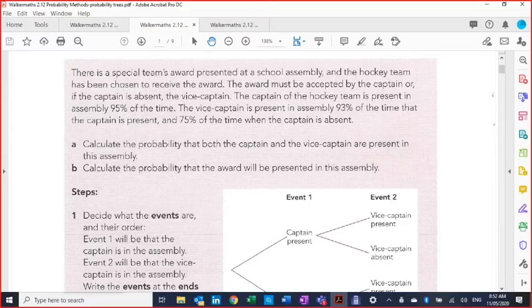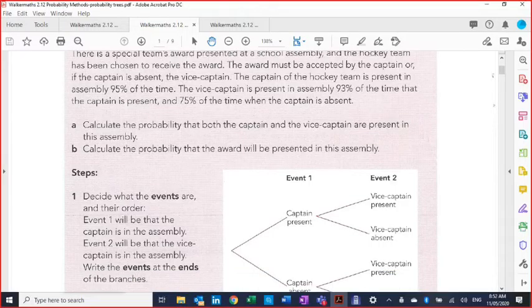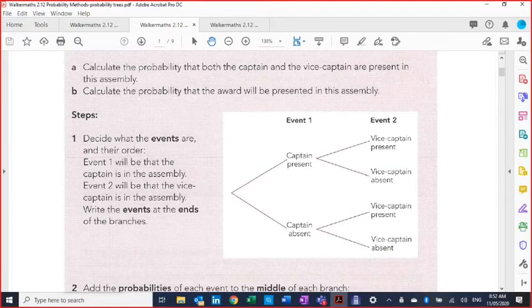95%, we know that means a probability, right? The vice captain is present in the assembly 93% of the time that the captain is present, and 75% of the time if the captain is absent. So notice that the vice captain has 2 different probabilities, right? Depending on what has happened before. Calculate the probability that both the captain and vice captain are present in the assembly, and then calculate the probability that the award will be presented in this assembly. Because if neither one of them shows up, they can't give the award, right?